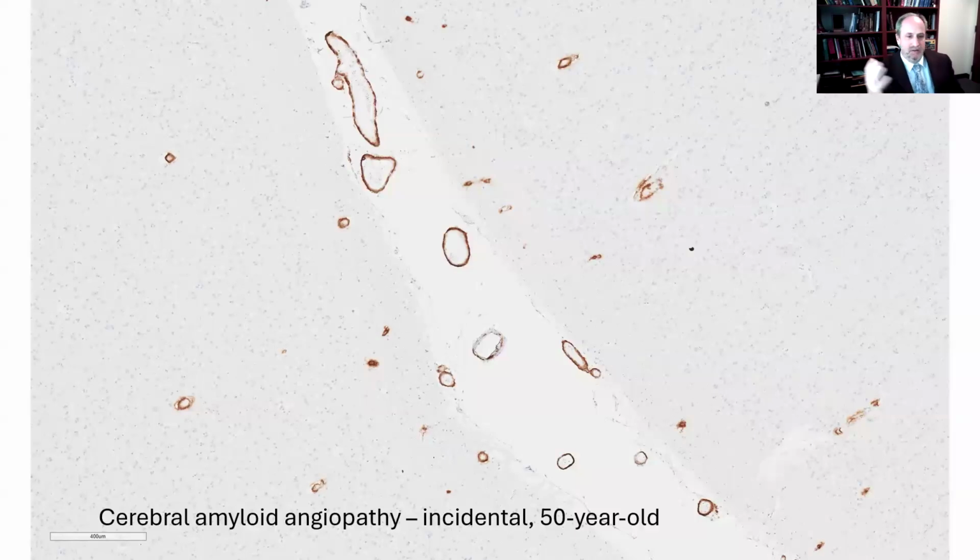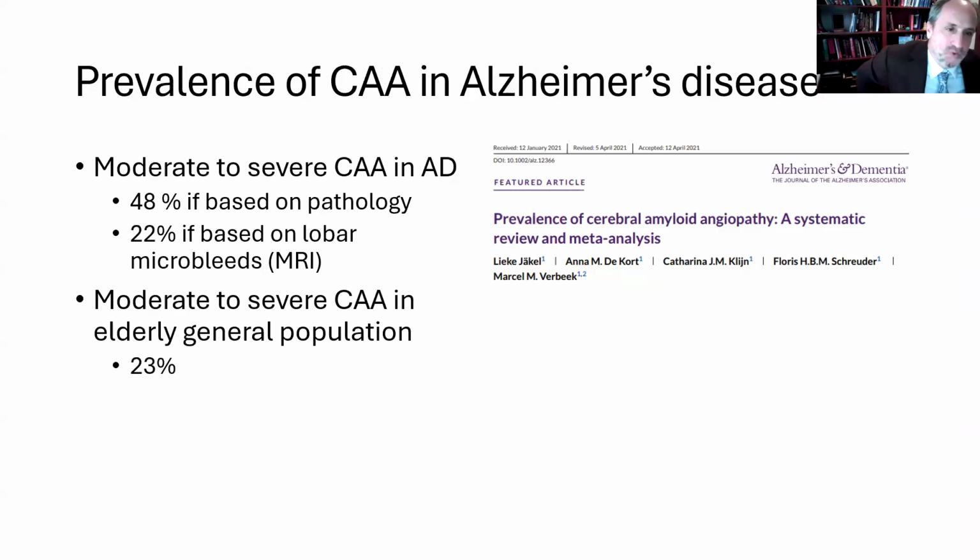This is just an incidental case in a bank that I work with where they do A beta stains in anybody age 50 and older. This happened to be a 50-year-old with fairly abundant cerebral amyloid angiopathy, probably mainly in arteries and arterioles. Again, incidental at age 50, a very uncommon pattern, but these things are out there, so it's a bit idiosyncratic. So what is the prevalence of cerebral amyloid angiopathy in Alzheimer's disease?